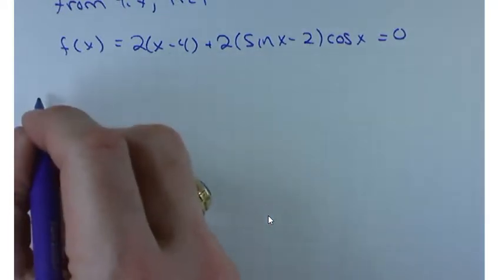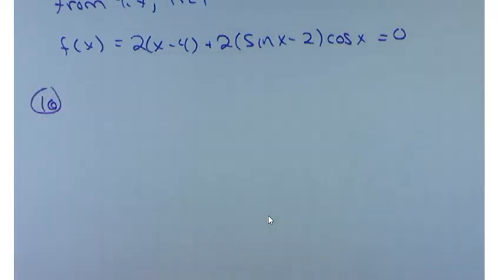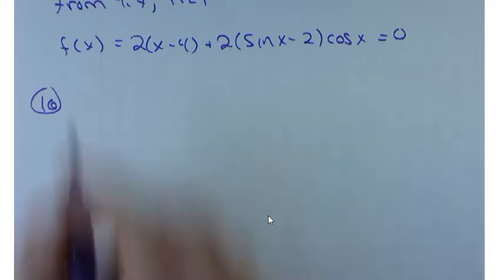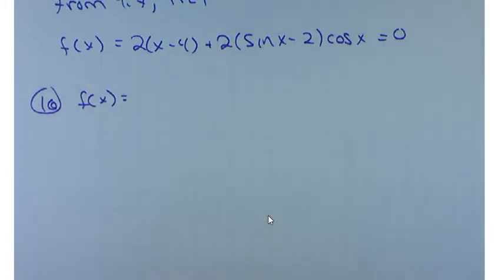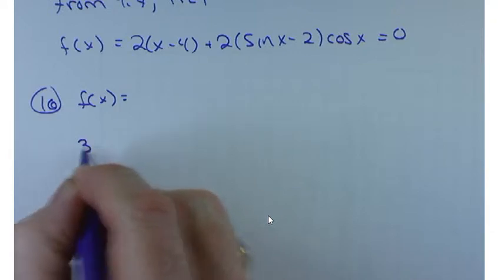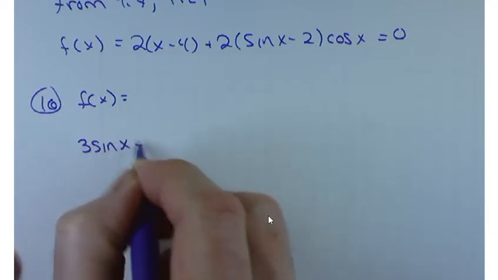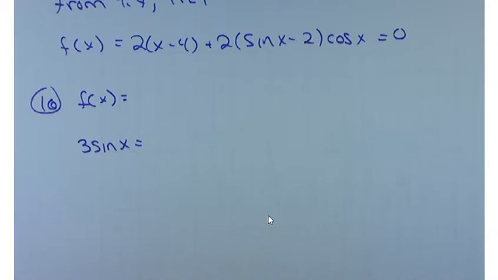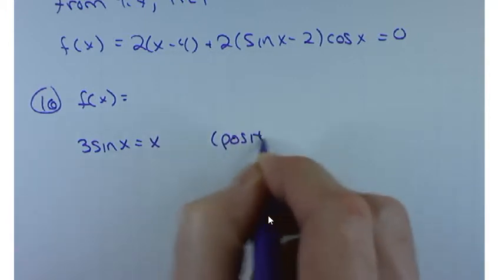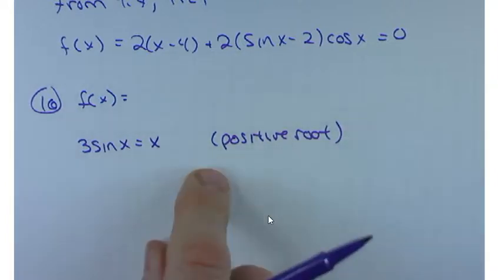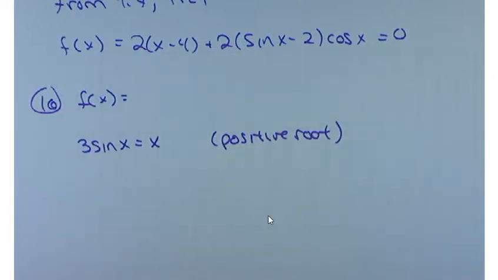All right. Just a couple more problems to finish this section out. Problem 16. I'm going to let you try one all by your little lonesome. So, actually, you know what? I'll let you figure out what f of x is. We want to figure out where 3 times sine of x equals x, and we want the positive root. So you're going to need to create your own function in this, and you're going to need to come up with an initial guess. So, I'll let you work on that.